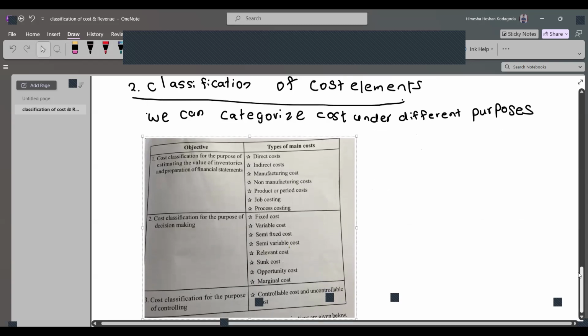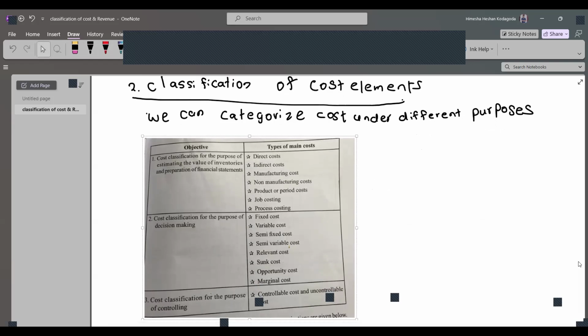You can see the objective main types of cost classification: for the purpose of estimating the value of inventory and preparation of financial statements. We categorize as direct and indirect, for inventory value manufacturing cost and non-manufacturing cost, overheads, product and period cost, job costing, process costing. Everything you need to know. I'll teach each and everything one by one.